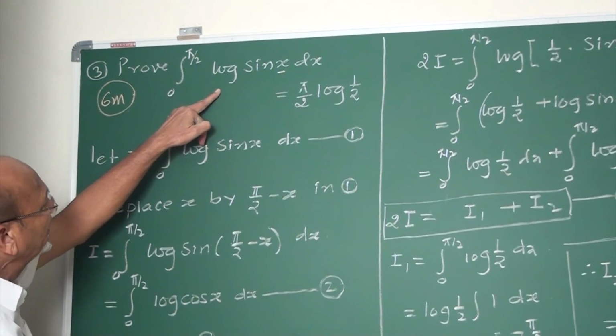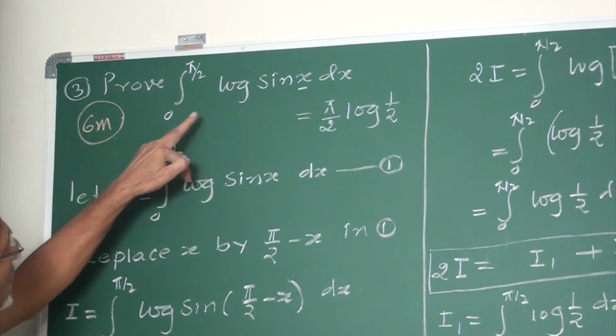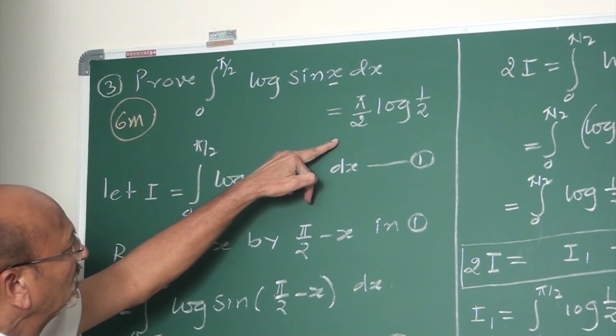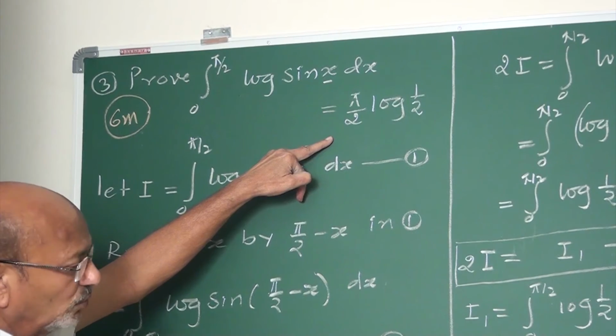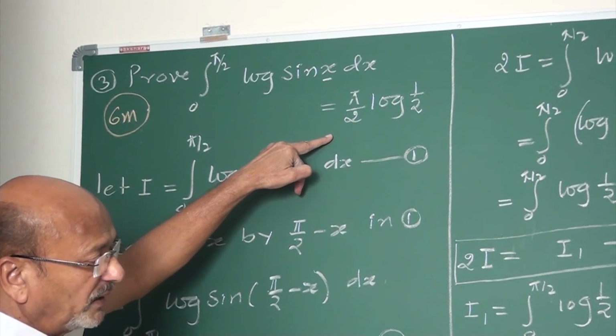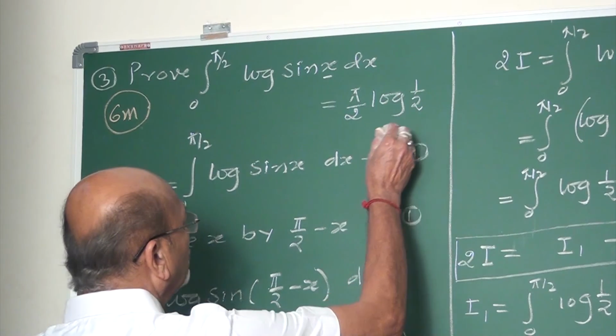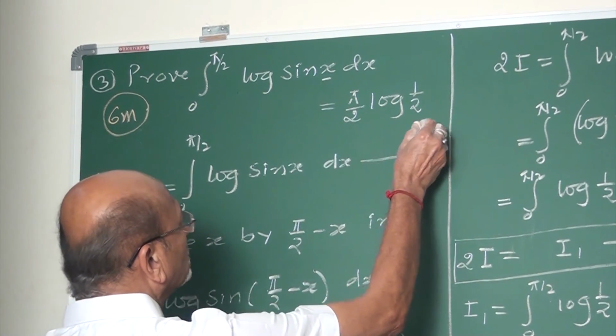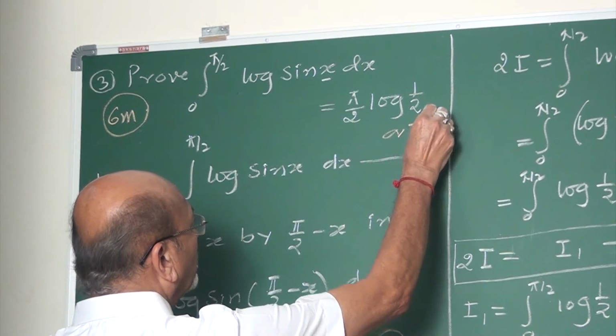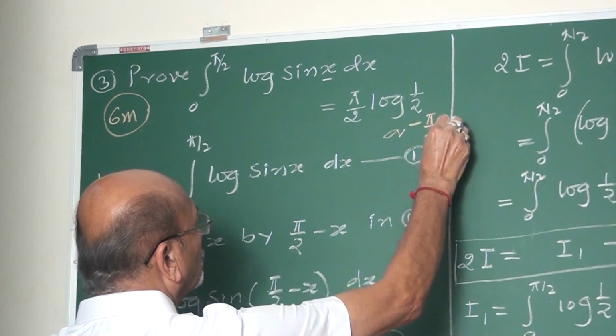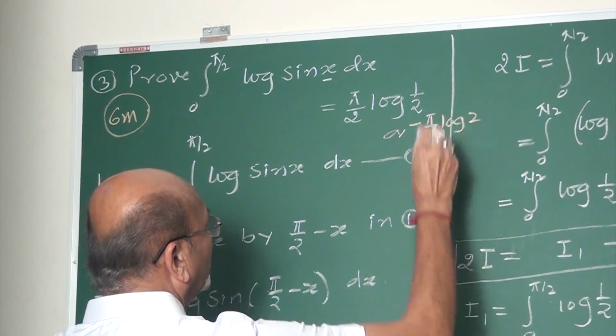Prove that the definite integral from 0 to pi by 2 of log sin x dx is pi by 2 log 1 by 2, or minus pi by 2 log 2. Any one they give.